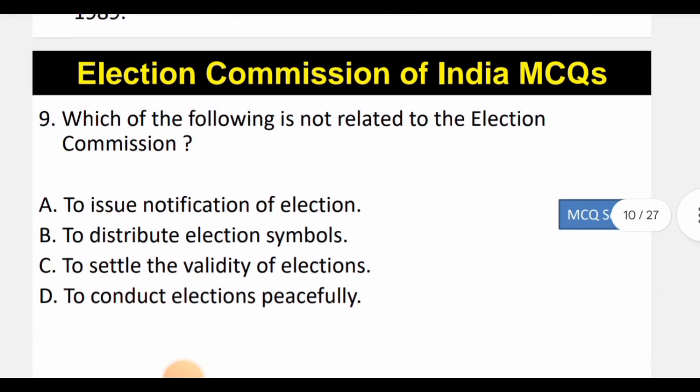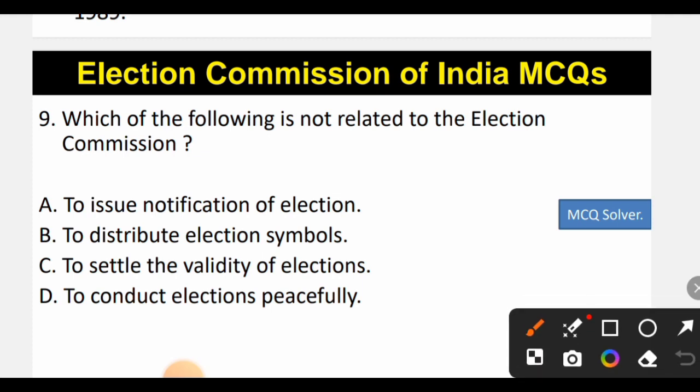Now let's come to question number 9. Which of the following is not related to the Election Commission? First we will look into the statements.